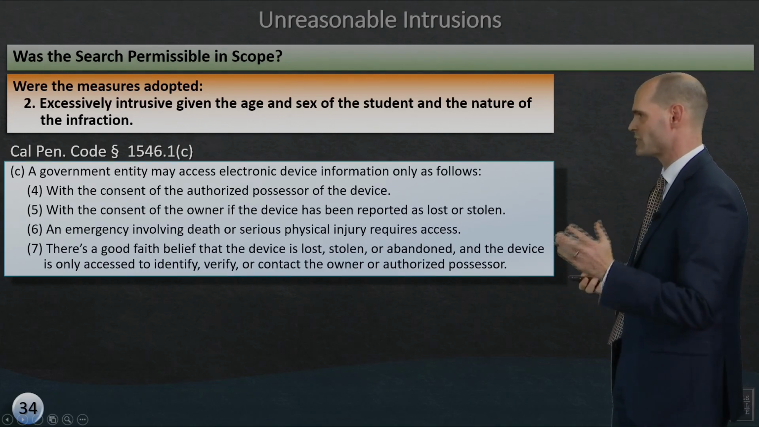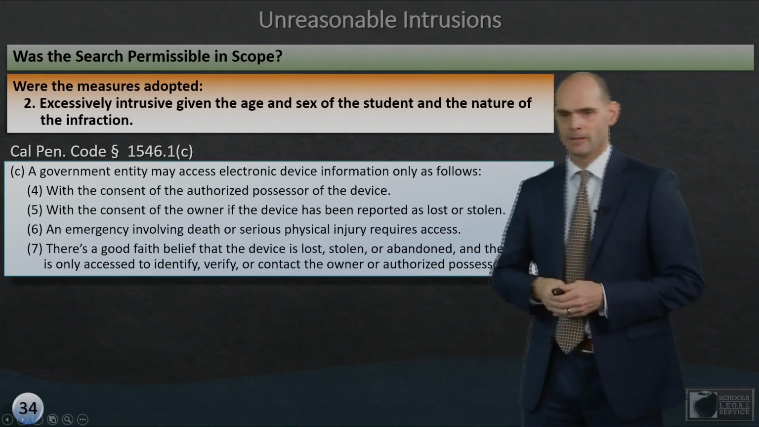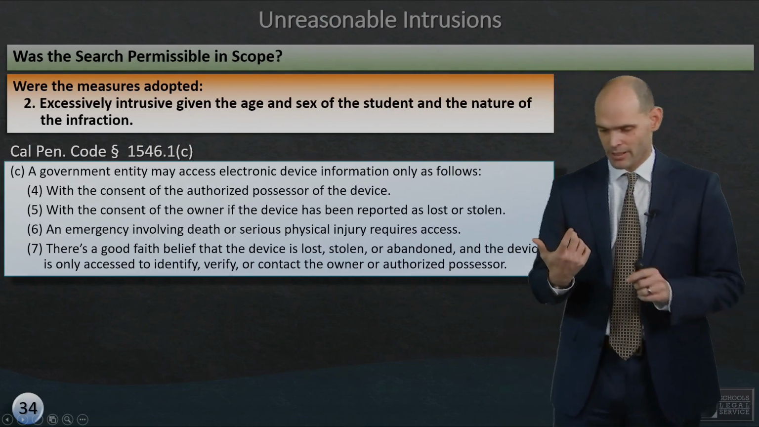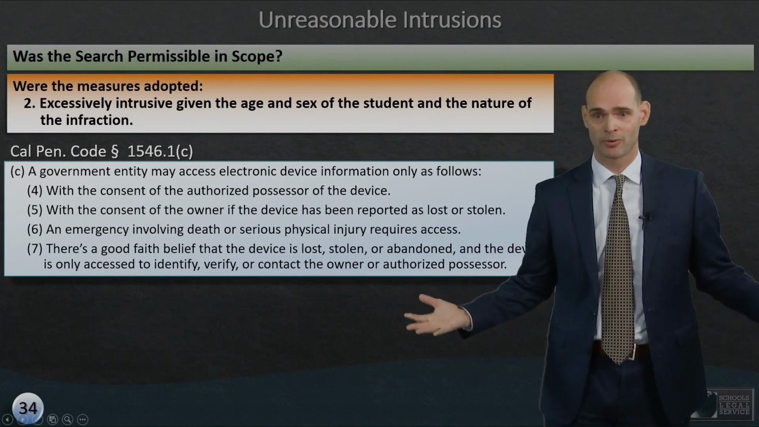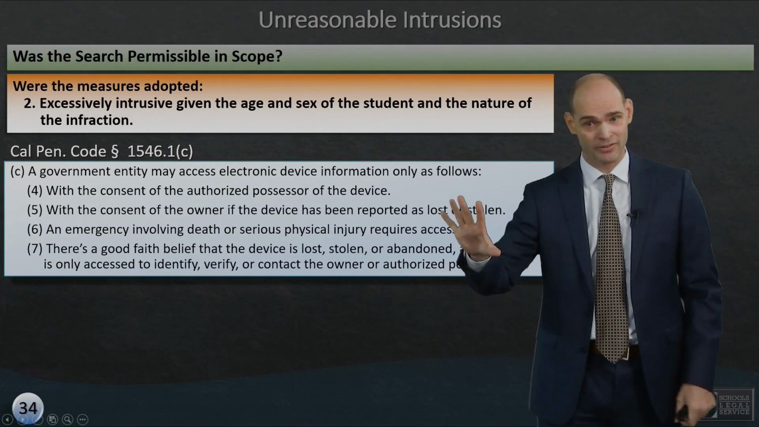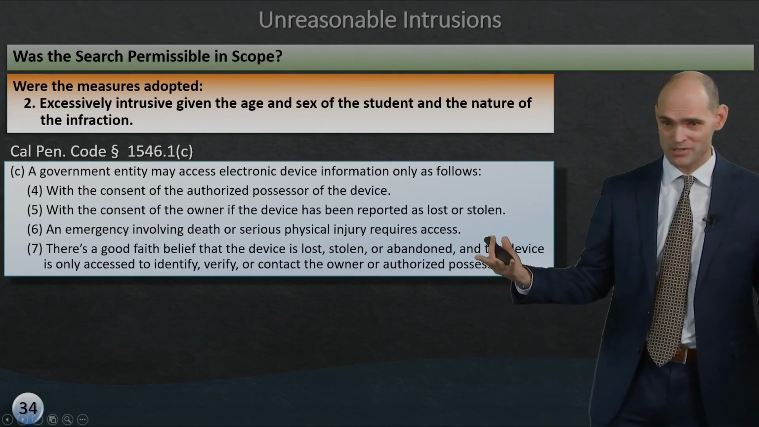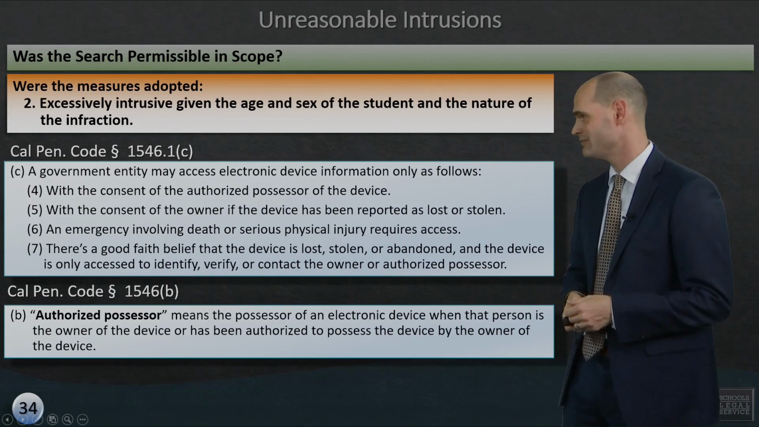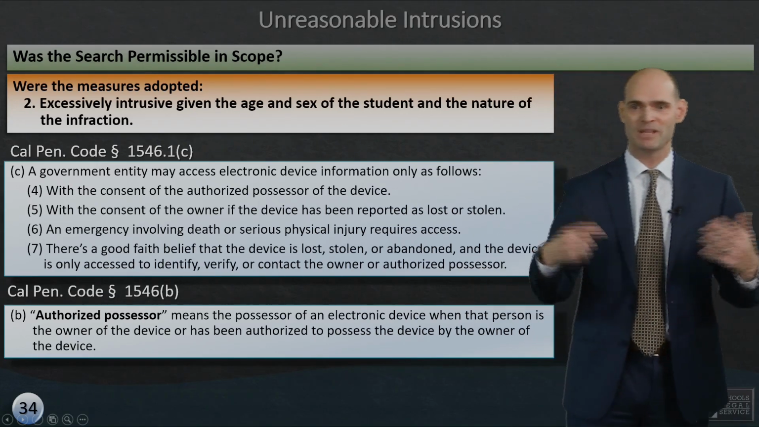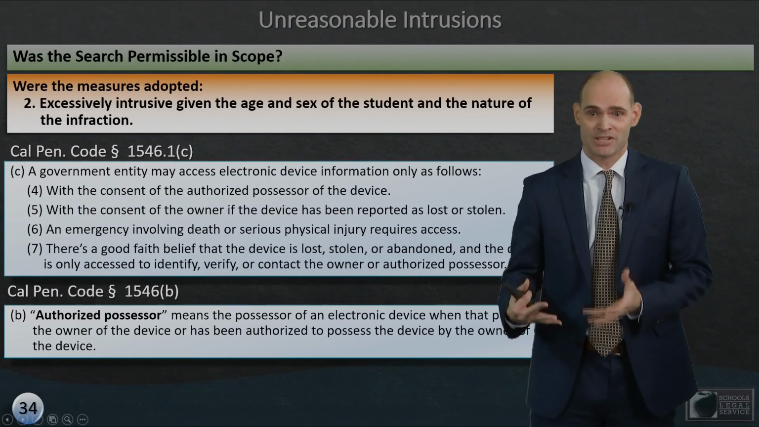But in any event, I'll just sum it up for you. Basically, it just says, look, in order to get consent to search, it has to be from the authorized possessor, right? Not the owner of the device, mind you, the authorized possessor. What is the authorized possessor? Well, that's defined in 1546b, which basically says the authorized possessor is, first of all, you have to actually be in possession of that.